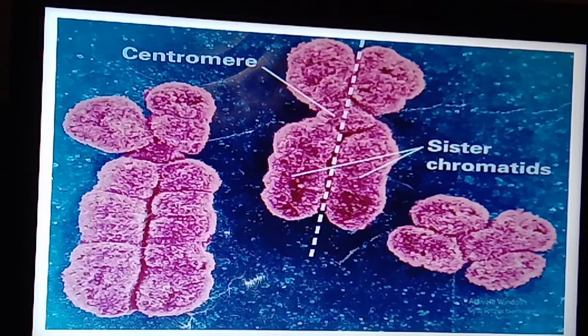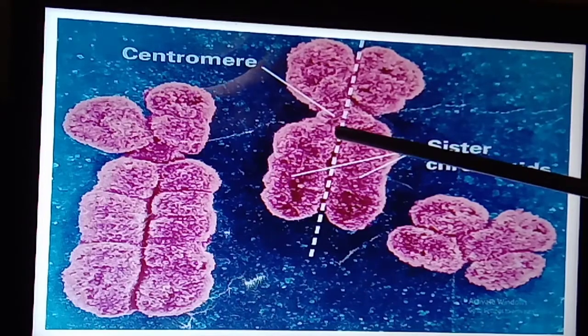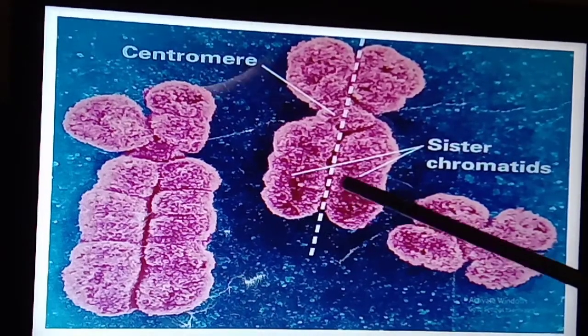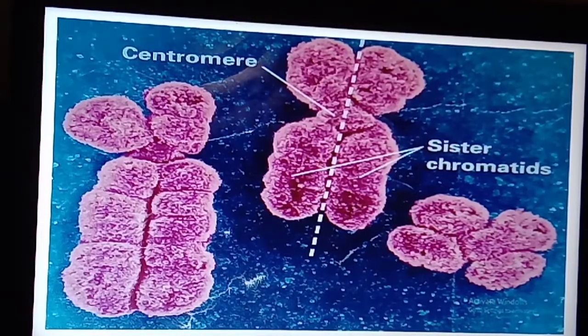Okay, so this is the part of the chromosome. This is the centromere. It is an area where the two chromatids are joined tightly together. They are called sister chromatids because the two chromatids are joined tightly together. It doesn't imply female gender.